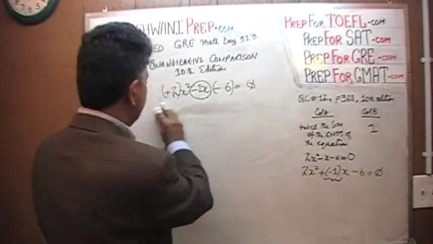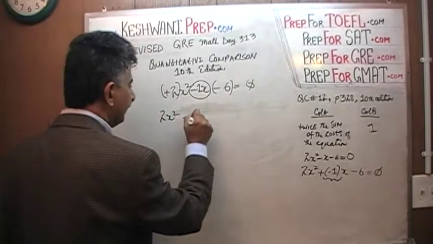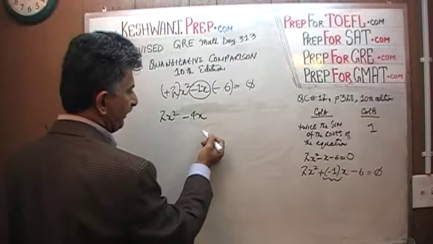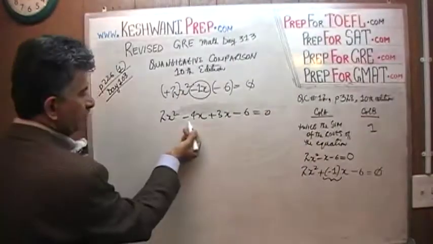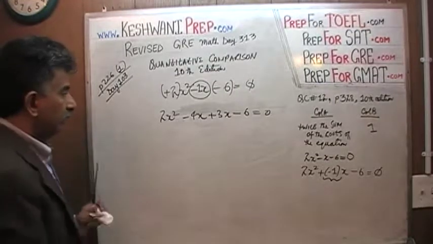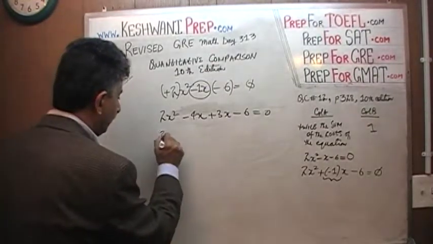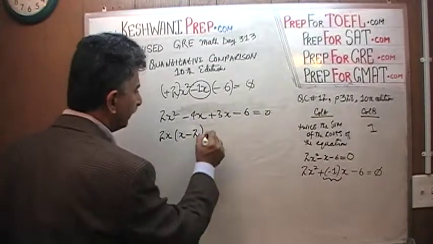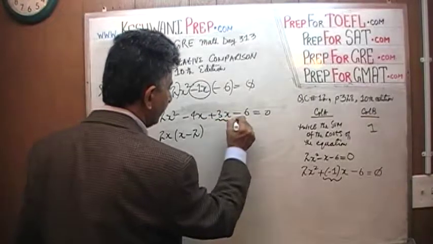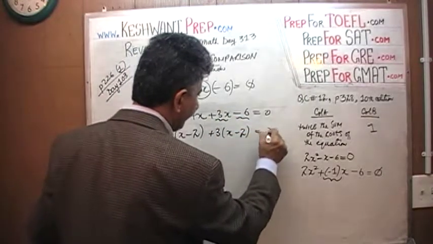Remember, -4 and +3. So we're going to write this as 2x squared minus 4x plus 3x -6. This is where the -4 and the +3 come into it. What do we find in these? This is where I'm going to pick up the speed. What do we find here? 2x is common. Take it out, that leaves us with x here, and that leaves us with 2 here. Now we look at these two terms, this one and this one. We take out 3 common, that leaves us with x and -2.